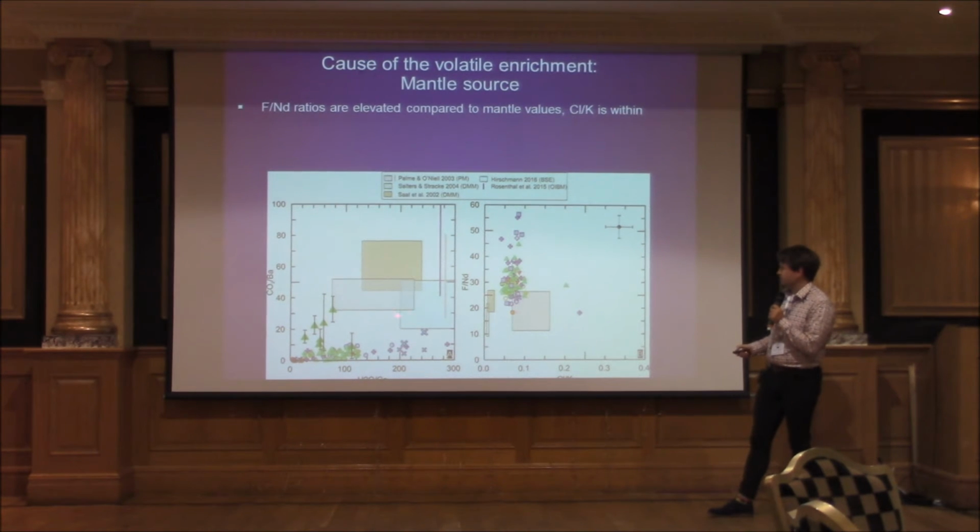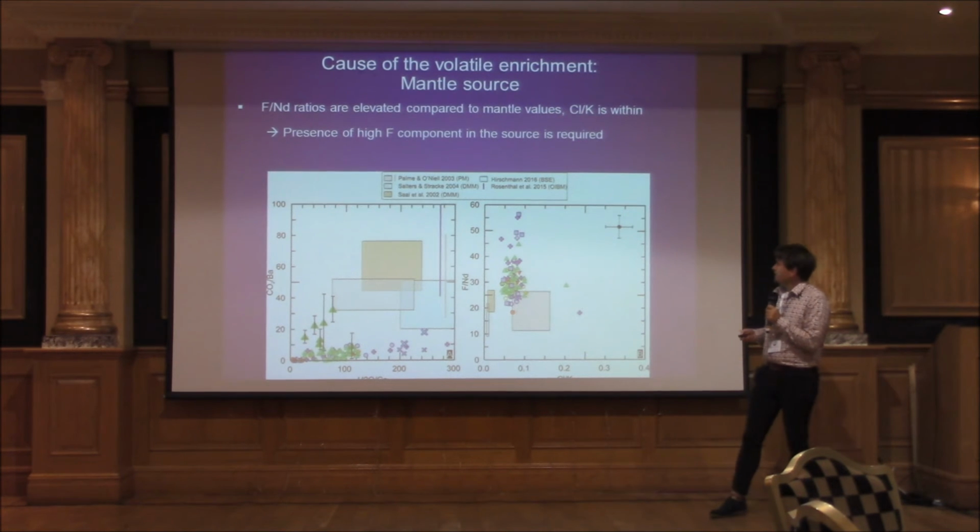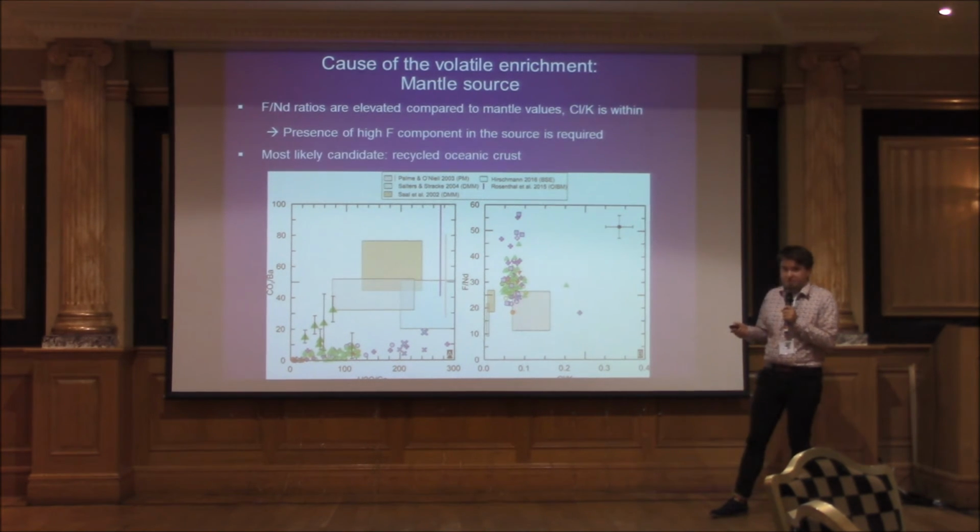Another interesting thing to talk about is halogens, and these are the fluorine-neodymium and chlorine-potassium ratios. Fluorine-neodymium ratios in the El Hierro melt inclusions are elevated compared to what we would expect in a primitive mantle. However, chlorine-potassium ratios are more or less in the mantle range, which indicates that there must be something in the source that is quite rich in fluorine. And what could this be? This is most likely a recycled oceanic crustal component.